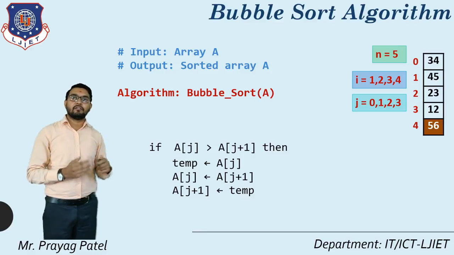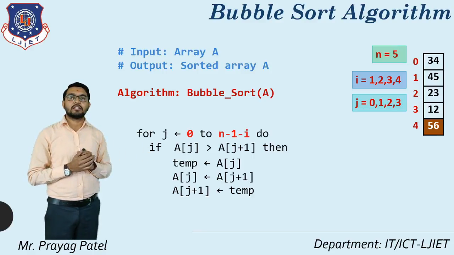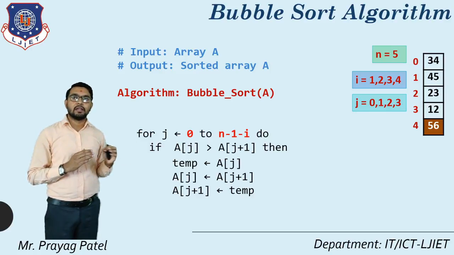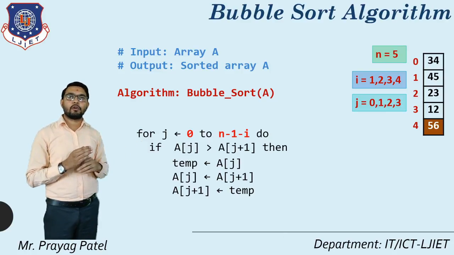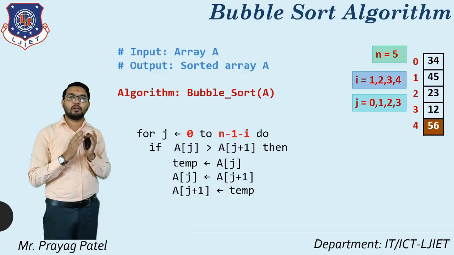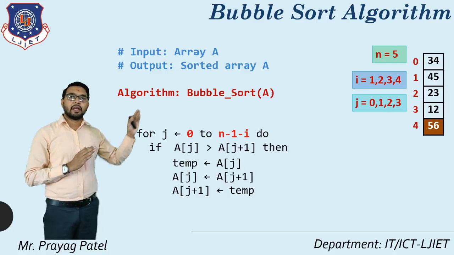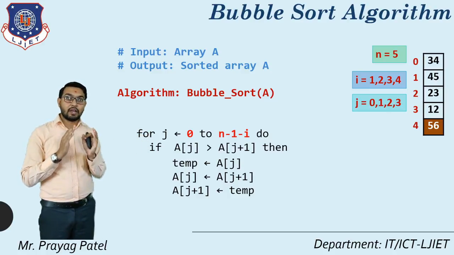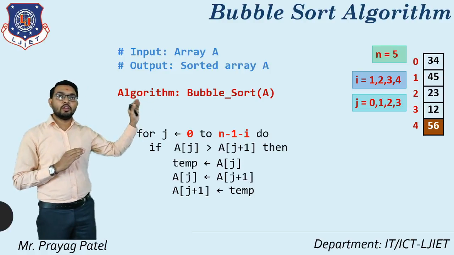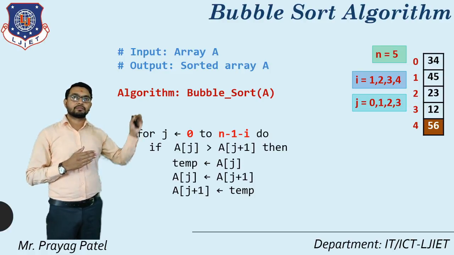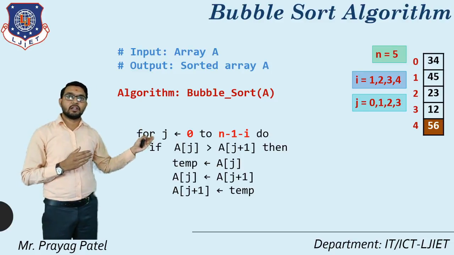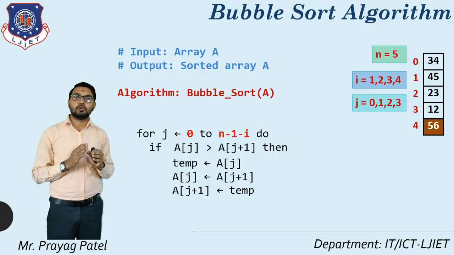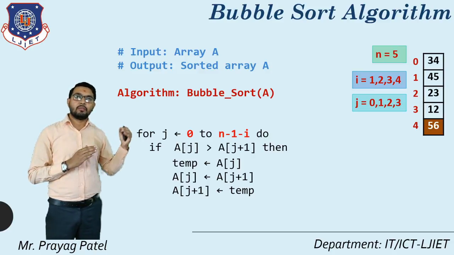After that, consider one for loop for that. So here consider j equal to 0 to n minus 1 minus i, do if A[j] is greater than A[j+1]. This loop performs the operation for the comparison of the first element with the second element. So here what is the value of j? If we consider the value of n equal to 5, then j equals 0, 1, 2, 3, because here the condition is j starting from 0 to n minus 1 minus i.